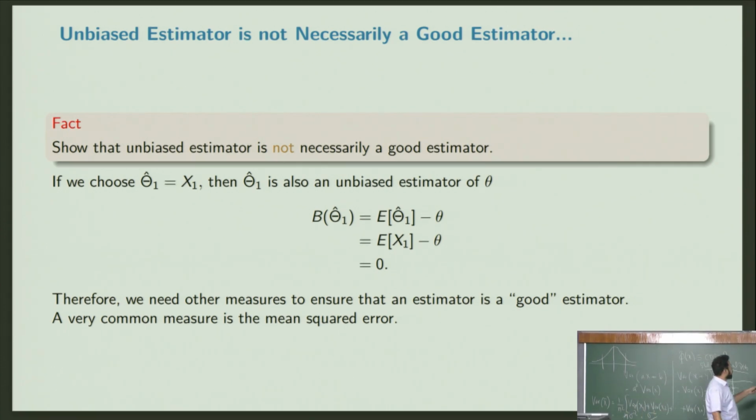Just because your estimator is unbiased does not necessarily mean it's a good estimator. Why? Because things can go wrong. Let us say that your estimator just takes x1. Your estimator is just x1, and then theta hat 1 will also be an unbiased estimator, because the expectation of theta hat 1 minus theta was x1, and the expectation of x1 was also theta. So theta minus theta is 0. So what is wrong here?